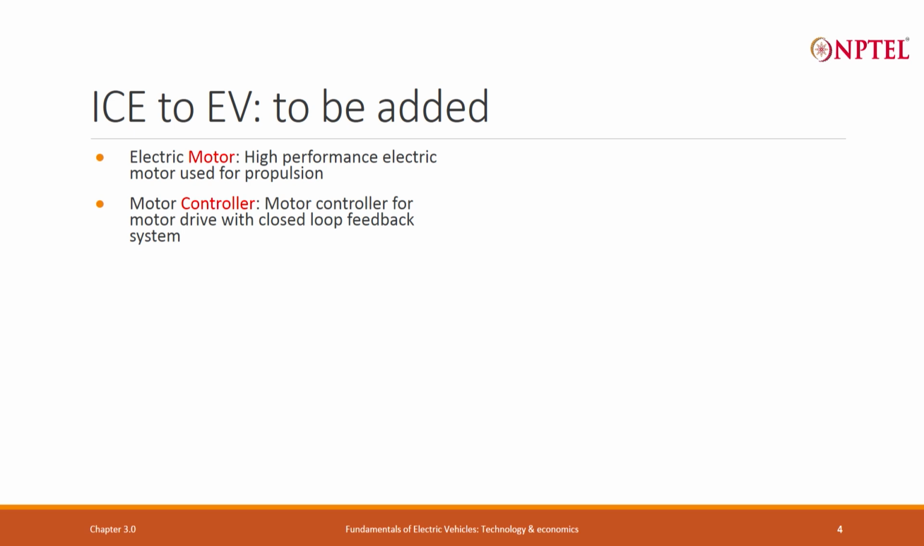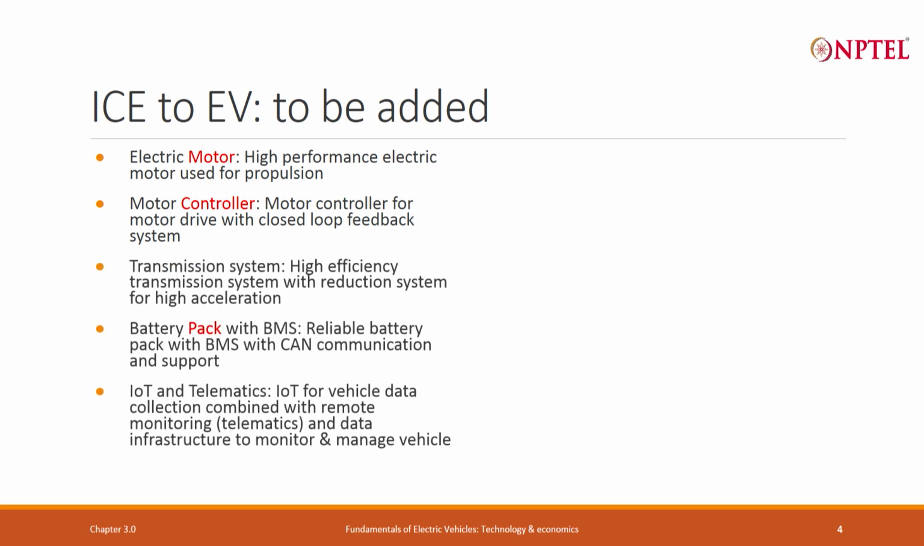Most important is electric motor and controller. High performance electric motor used for propulsion, for movement, controller which controls the motor. Transmission system: require very limited amount of gear, and yet you may require some transmission. Gear is of course there, single gear is absolutely required.